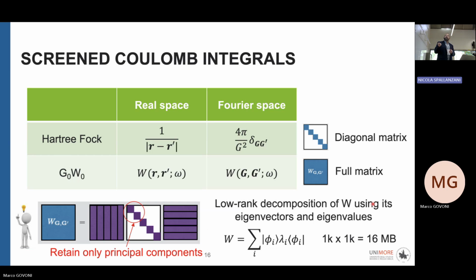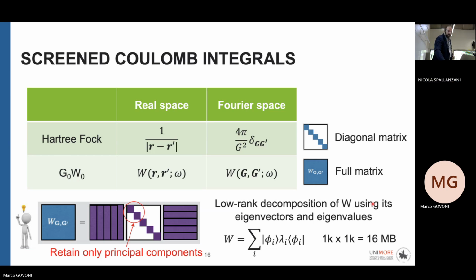You would have to implement a cutoff in this principal component space, in this eigenvalue space. And as I will show you, the eigenvalues converge to 0 very quickly. And so one can reduce the size of the matrix to 1,000 by 1,000 elements, which corresponds to 16 megabytes. So we started from petabytes. So this is called a low-rank representation of the decomposition of W.